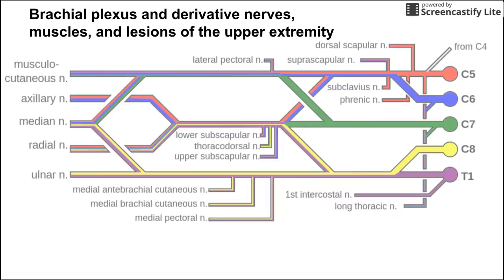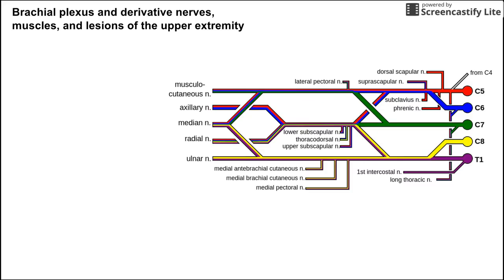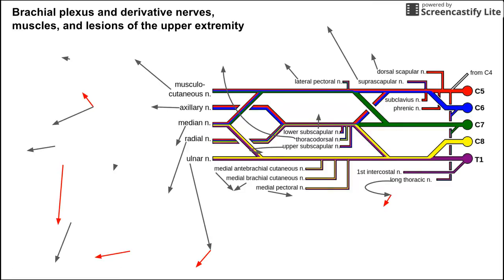So let's make that brachial plexus smaller, and let's work our way around and fill in all the derivatives of all of these nerves listed here. We're going to go counterclockwise here, starting with the dorsal scapular nerve. So these are some arrows. We're going to fill all this in as we go on.